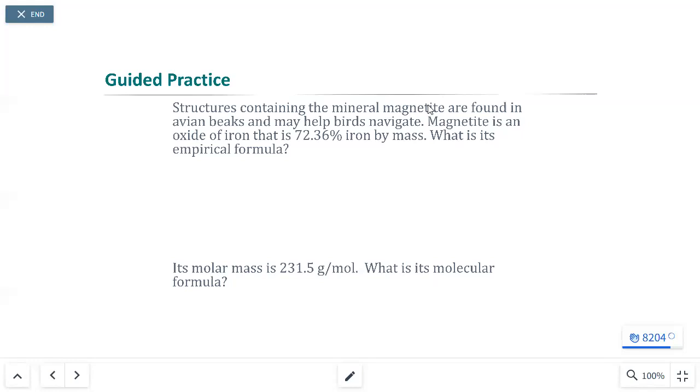the mineral magnetite is found in bird beaks, and it may be thought to be one of the reasons how birds can navigate their direction. Magnetite is an oxide of iron. It is 72.36% iron by mass. What we want to know is, what is the empirical formula?